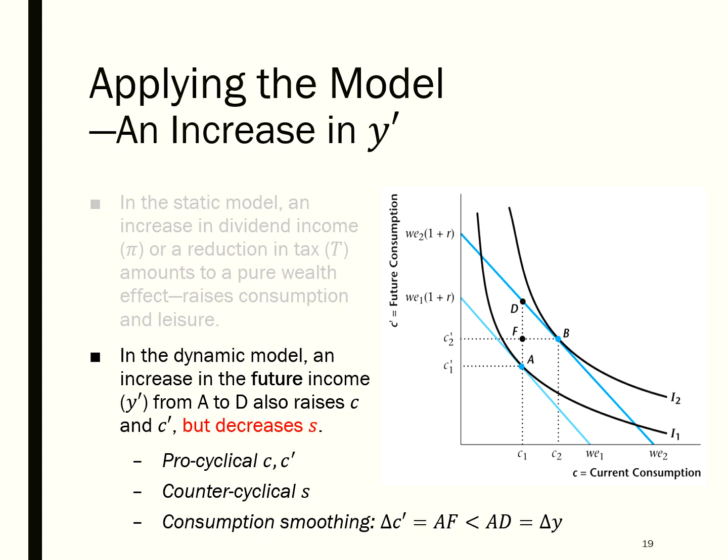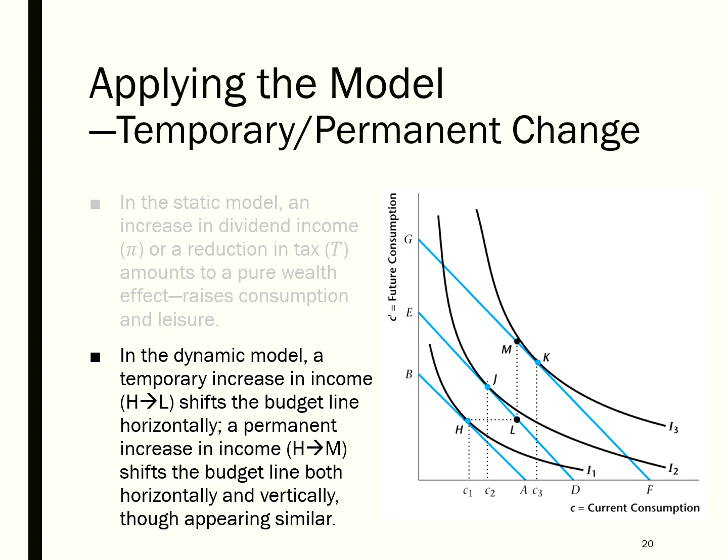Therefore, we usually distinguish between temporary and permanent changes in endowment in dynamic models. A temporary change shifts the budget constraint horizontally from H to L, but a permanent change shifts the budget constraint both horizontally and vertically from H to M. The difference is quantitative rather than qualitative because you can't really tell the difference qualitatively. You can only distinguish the two changes quantitatively.